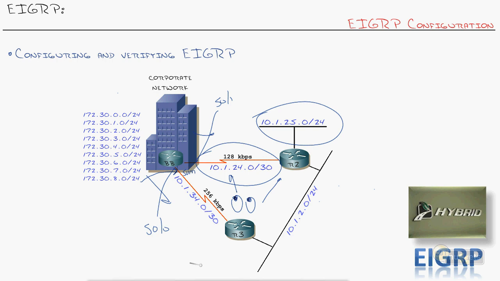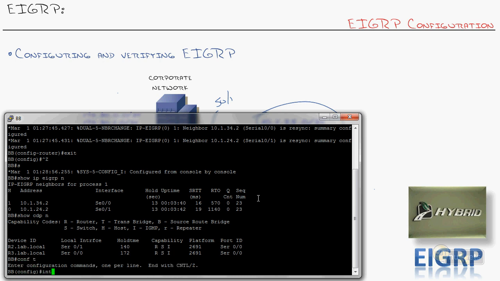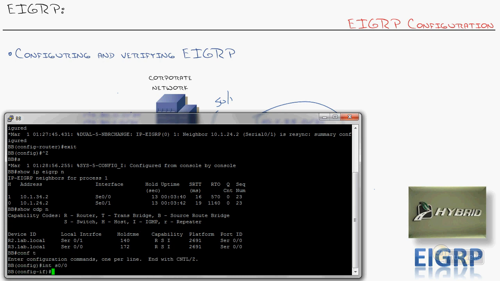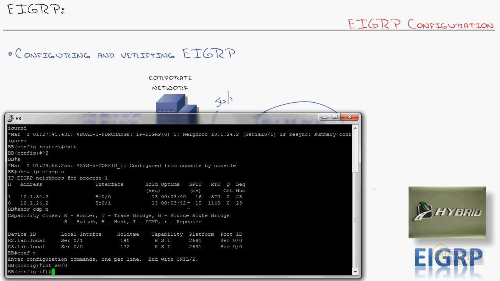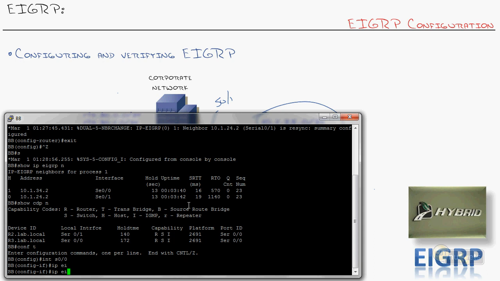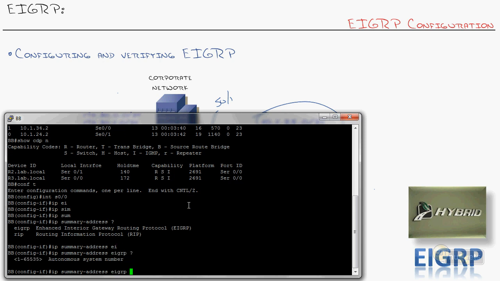So I'm going to go under the backbone router and go into serial 0/0, which again, I just want to emphasize, is serial 0/0. This is the better route. This is faster. We want router 3 to go that way. I'm really pointing you in on what's going to happen. So I'm going to summarize that router first. Here's the command: IP summary address EIGRP, and we'll say autonomous system number.